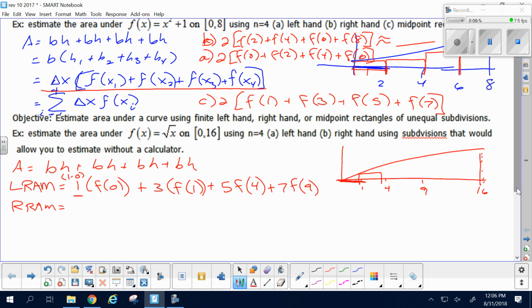First, actually, the bases, will they change? They'll be the same, 1, 3, 5, and 7, but what are the heights? F at 1, F at 4, F at 9, and F at 16. And right-hand rectangles would over or underestimate. Over because the curve is increasing, positive slope. All right, you with me?